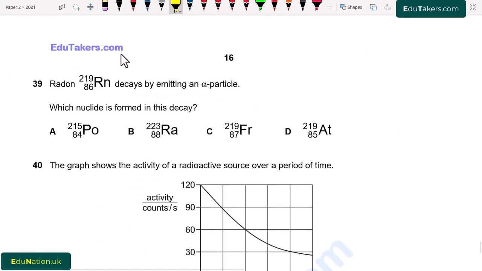Question number 39. Radon Rn, atomic number 86 and mass number 219, decays by emitting an alpha particle. Which nuclide is formed in this decay? So first of all, there is the emission of alpha particles, and alpha particles are actually helium nuclei. So I write here radon 219 and 86. When it emits alpha particle, there will be another element. So which element is here?